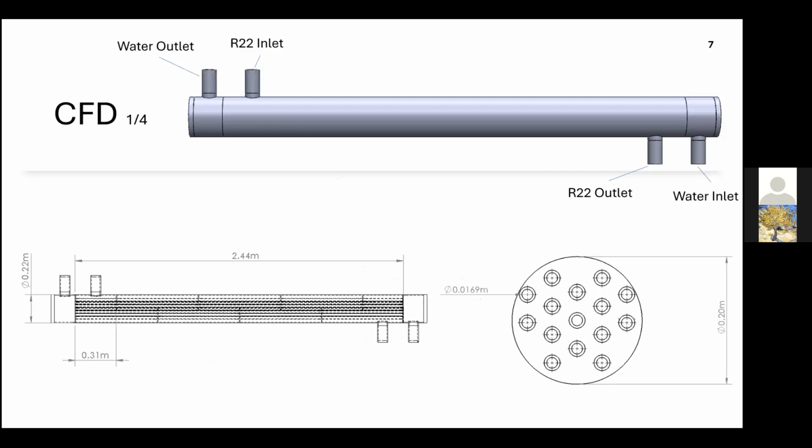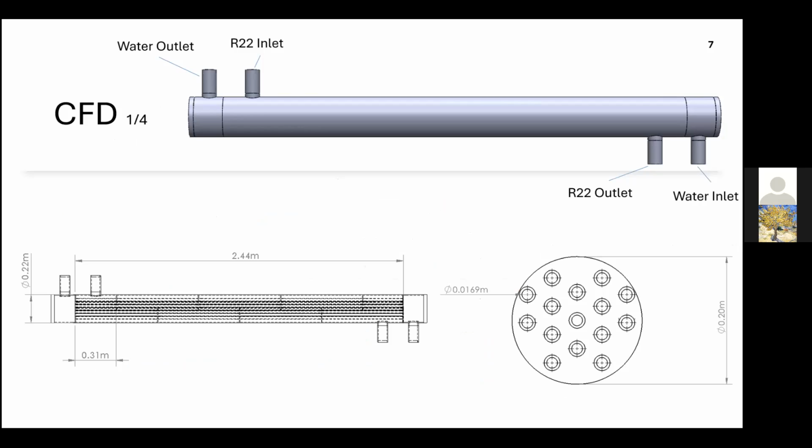So we modeled our shell and tube for only the single pass shell and tube condenser where it condensates on the shell side because it met the requirements and required less tubing for the tube side condensation. R22 comes from the top of the shell while water comes from the bottom of the shell.